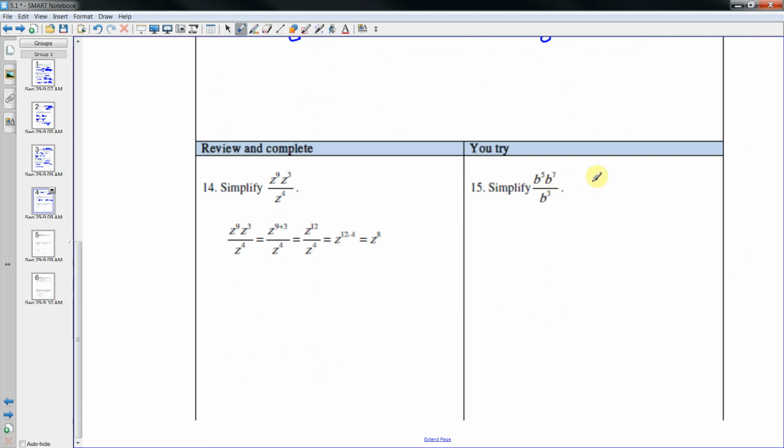Okay, so on this one, let's do the numerator. B to the 5 plus 7 gives me B to the 12 over B cubed. Then I'll do my subtraction. 12 minus 3 gives me B to the 9th.